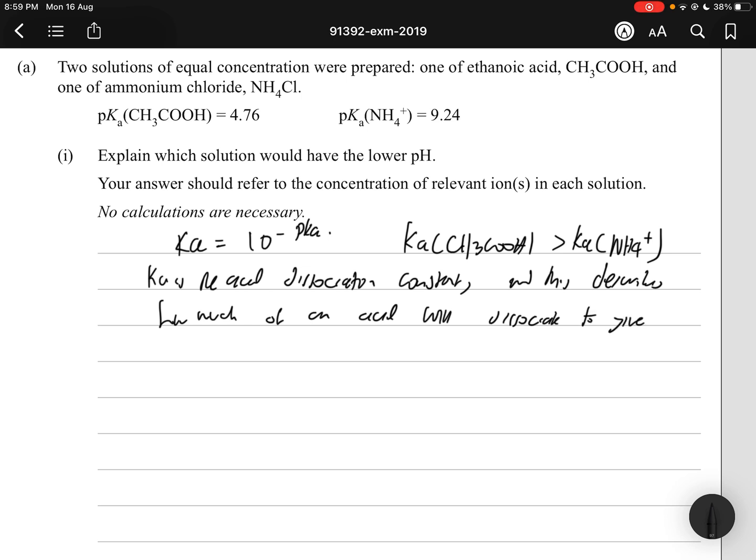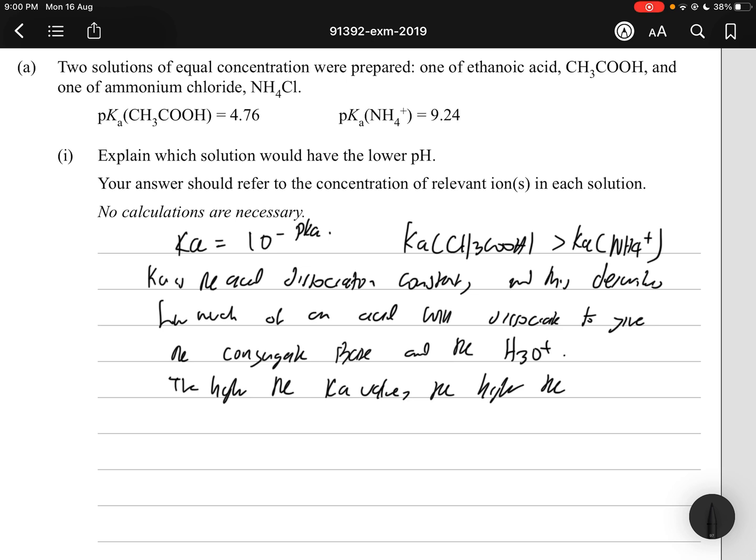how much will dissociate to give the conjugate base and the hydronium ions. So we can say the higher the Ka value, the more of the acid is going to dissociate, so the more acid particles.